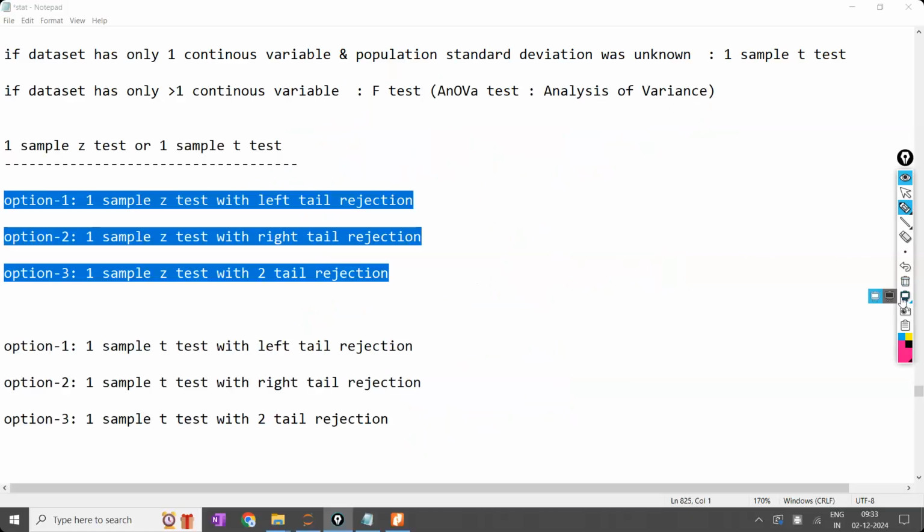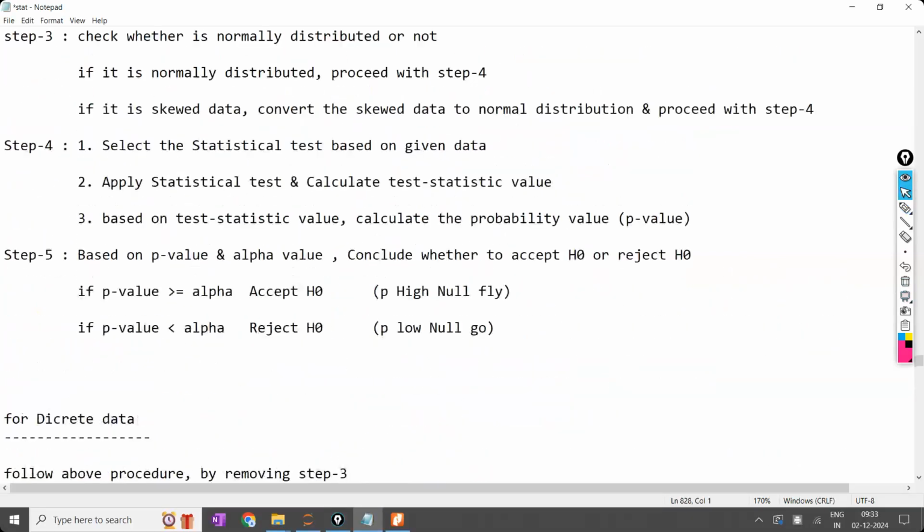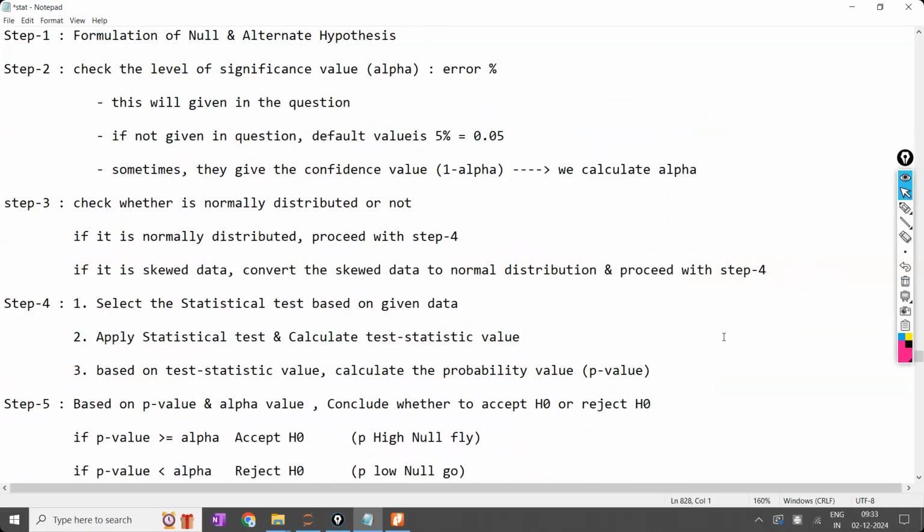Now, for any test, what are the steps involved? First step is formulation of the null and alternate hypothesis. Second step is level of significance. Third step is checking whether the data is normally distributed or not. Step 4 is to apply the statistical test and calculate the test statistic value. From that, you calculate the probability value, and based on the probability, you accept or reject the null hypothesis. So these are the steps involved in an inferential statistics test. Whatever the case study, these are the steps.